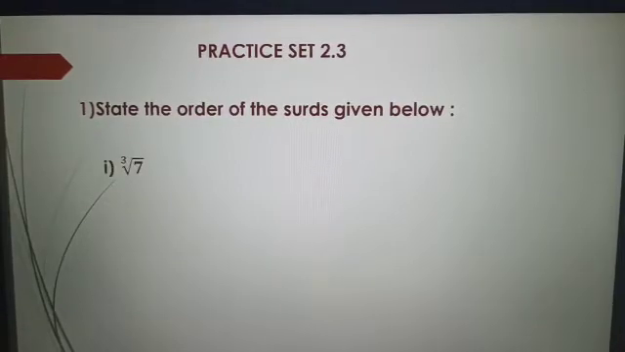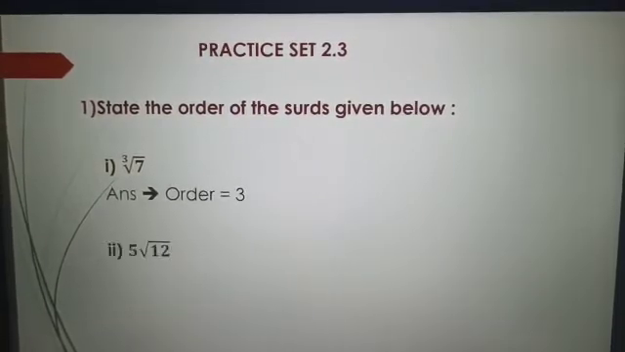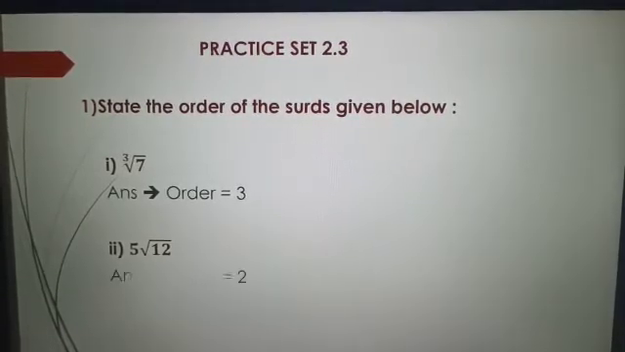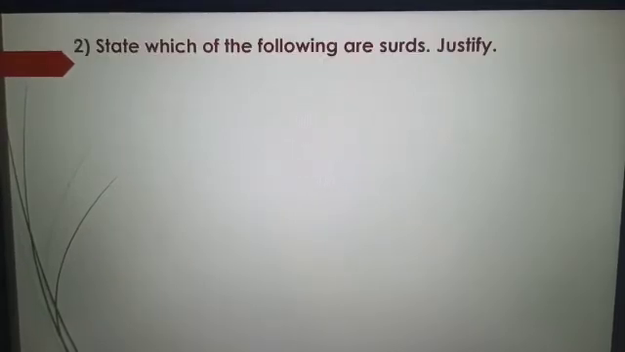First question, third root of 7. Here the order is 3, that is n is equal to 3. Next question number 2, 5 square root of 12. Here n is equal to 2, therefore the order is equal to 2. Now question number 2. State which of the following are surds.